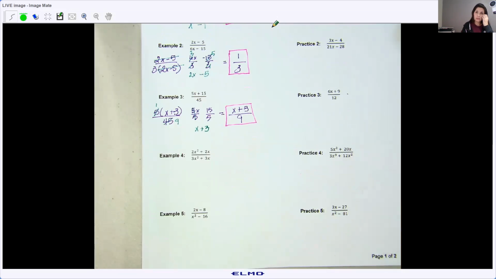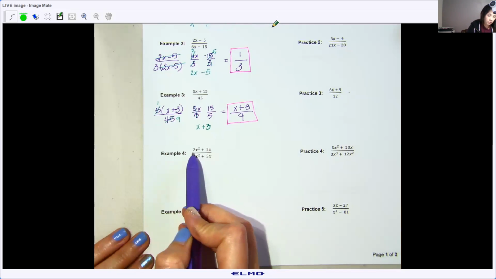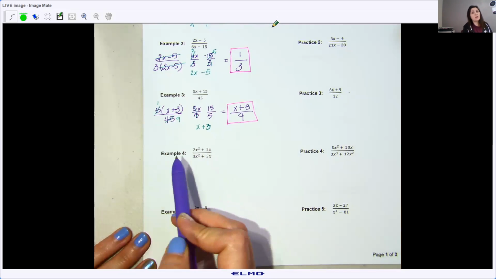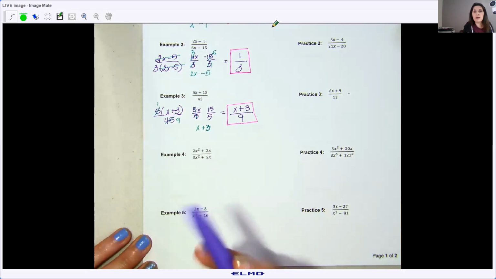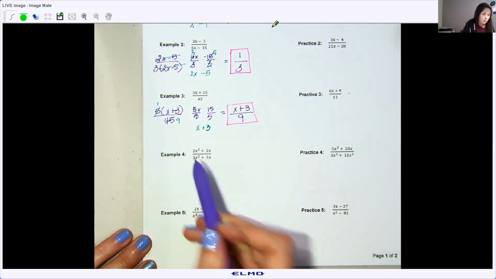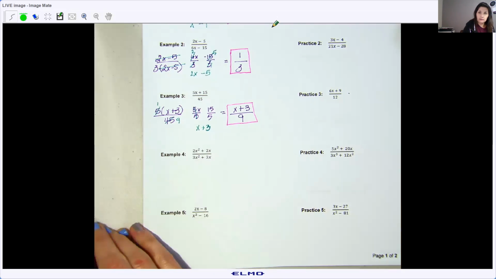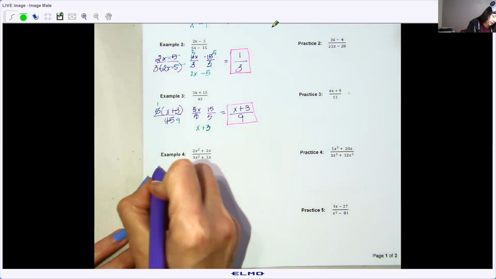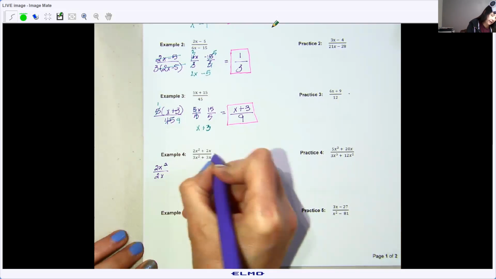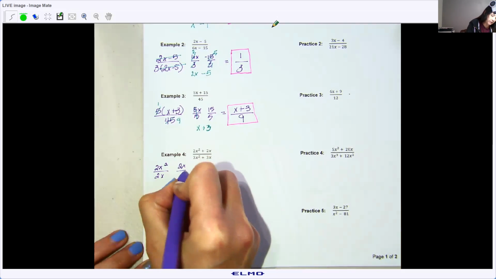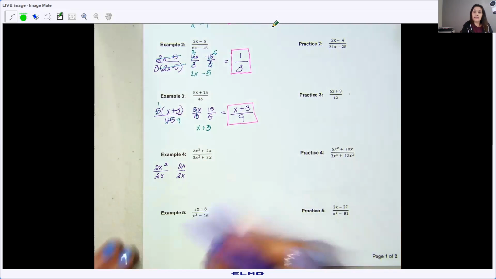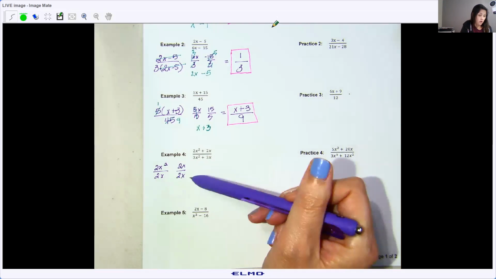Now we're getting into problems where both the numerator and the denominator are factorable. Okay, so if I look at 2x squared plus 2x, I can see that not only a 2 is a common factor, but also an x. So I'm going to divide them both by 2x. So if I take 2x squared and divide that by 2x, and then I take 2x divided by 2x, okay, I can get my simplified form.